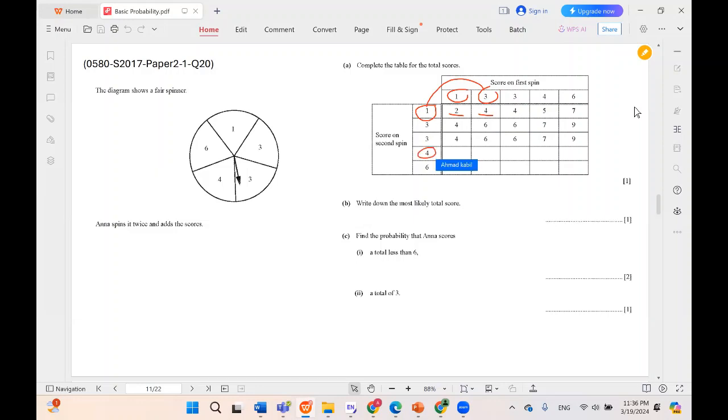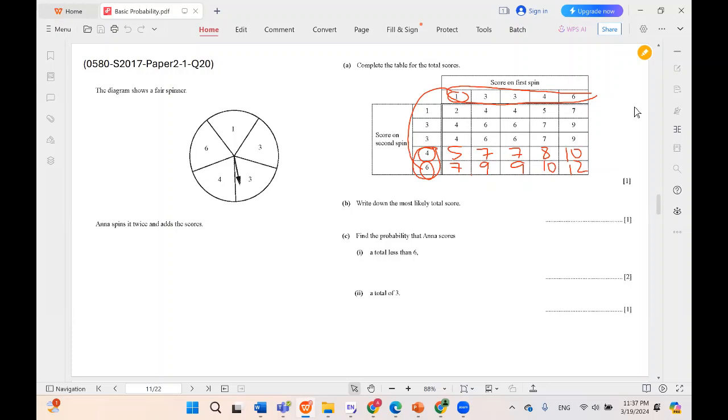Let's change the color. Let's clear the drawings. So here we have 4 and 1. So 4 plus 1 gives us 5. 6 and 1 gives us 7, and so on and so forth. So 4 plus 3 gives us 7, 7, 8, and 10. We are adding the column by the row. So 6 plus 1 is 7, 6 plus 3 is 9, and then 9, and then 10, and then 12. These are the numbers that we should put in the table.